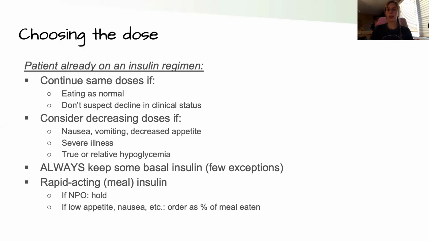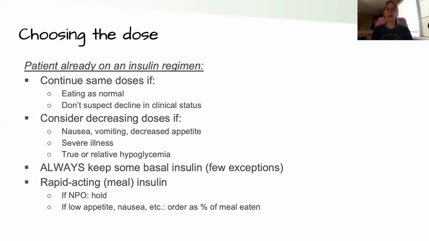It's really important to remember that the patient always needs some level of basal insulin. There's very few exceptions to this. Even if, let's say, they're NPO for procedures, they need to have some level of basal insulin on there. The reason for that is the normal body always has some level of insulin. That's why DKA gets so severe, because there's no insulin. So we don't want to put our patients into a DKA type state by withholding their basal insulin.